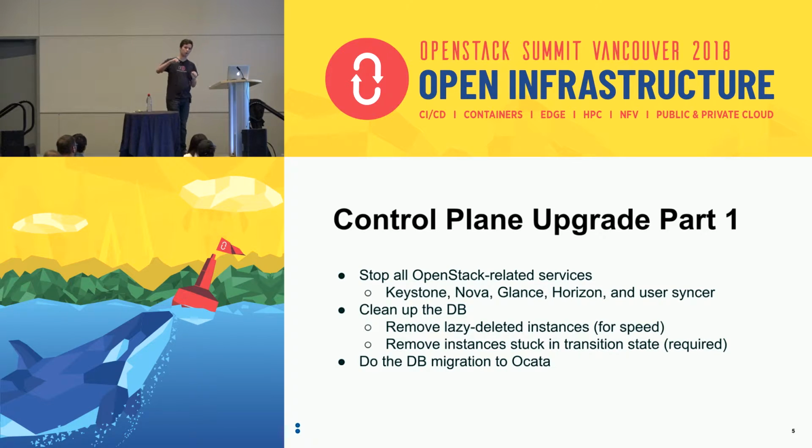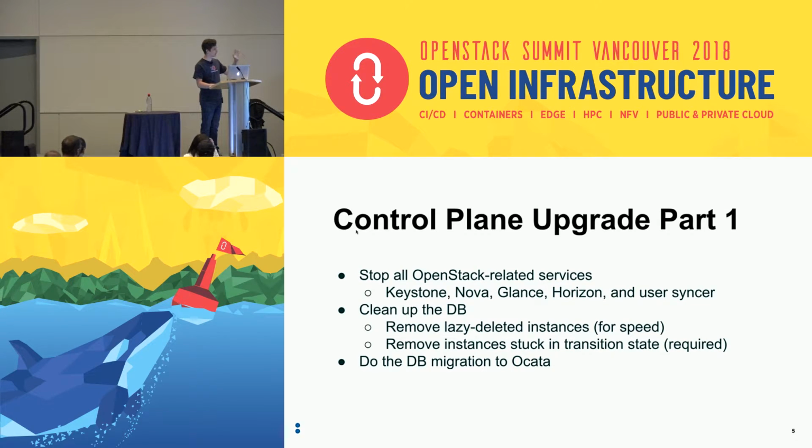Also, another optional cleanup that you can do with the DB is delete all of the deleted rows. So like when you Nova delete something, it doesn't actually get deleted in the DB, it just gets marked deleted. But you can actually go in and remove those rows. And that means a lot less data for the migration scripts to even consider, so it speeds up the DB migration a lot. And now it's the perfect time to migrate the DB to Ocata. I'll go into that later.